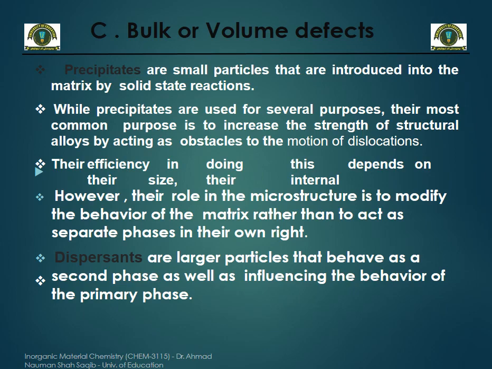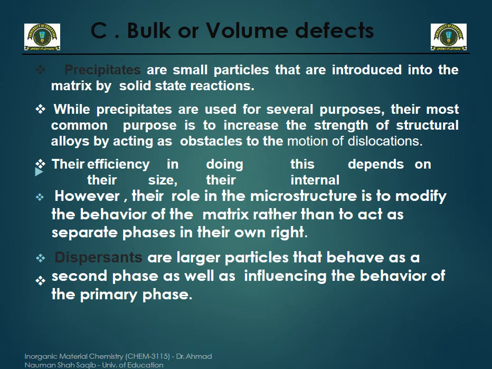Now we discuss the third type of the crystal defect, which is bulk or volume defect. In bulk or volume defect, which is three-dimensional, there are four types. They may be in the form of precipitates, dispersants, voids, and inclusions. First of all, we discuss the precipitates. Precipitates are small particles that are introduced into the matrix by solid-state reactions.